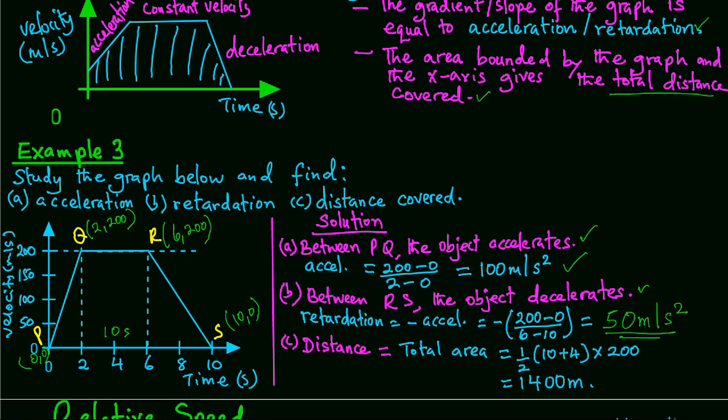So we have 10 plus 4 times 200. The height is 200. So that would be a half of 10 plus 4 times 200. We get 1400 meters as the distance covered.